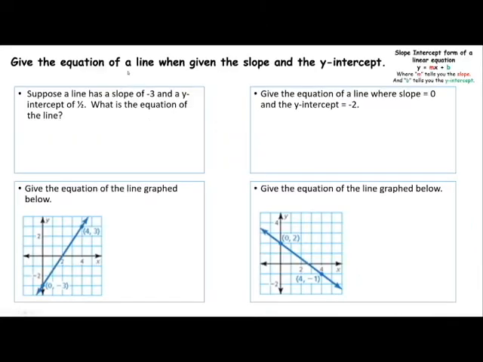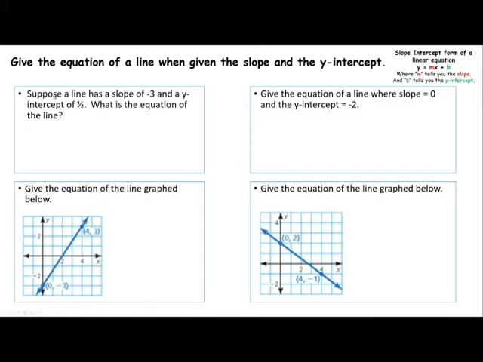Notice the directions say give the equation of a line when given the slope and the y-intercept. In our previous video, we said that the slope-intercept form of an equation is y equals mx plus b, where m is the slope and b is the y-intercept. Knowing this pattern, it should be very easy to write the equation if they give us a slope and a y-intercept, because all we have to do is take the pattern that we know works, or the pattern that we call the slope-intercept form, and then just plug in the appropriate values.